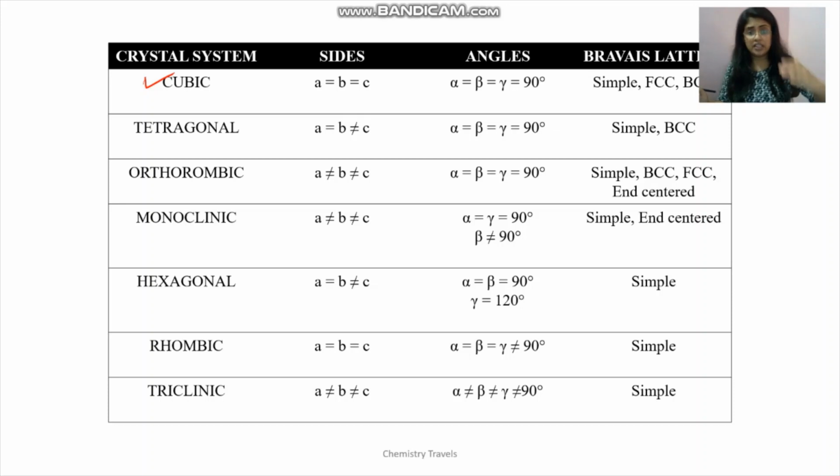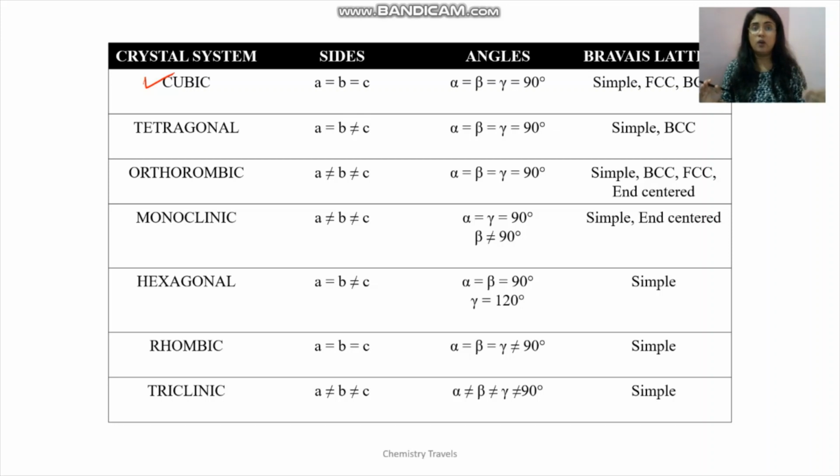And for every other shape, either a side would be different or an angle would be different. Some difference would be there. Only for cubic, all my sides are equal, all my angles are also equal to 90. It is a perfect symmetrical shape. So the cubic crystal system is the most symmetrical.